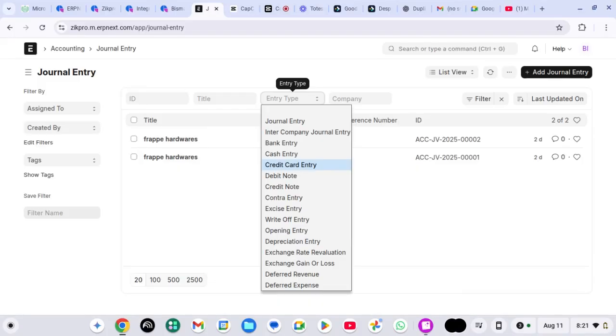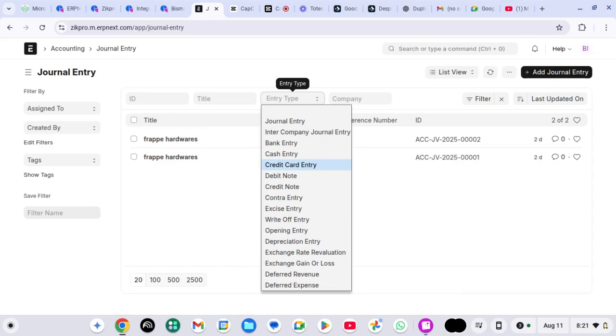Credit card entry. Use a credit card entry if payments are received through a credit card. This entry keeps you well aware of all the credit card transactions all at once. When do you use it? When your firm pays a supplier with a credit card. When you receive payment from a customer through credit card.